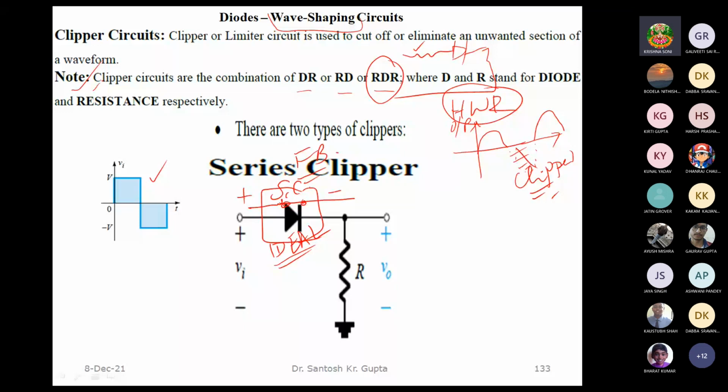And in a more realistic case, the forward resistance of the diode can also be taken into account. So our equivalent circuit may look like this. Here we have replaced the diode by a short circuit, and there is a resistance R, and the input here. Input is generally not shown in this circuit, but it is understood that there is a voltage source like this, which is varying in nature, this Vi.